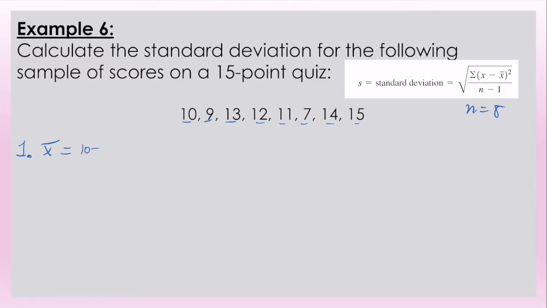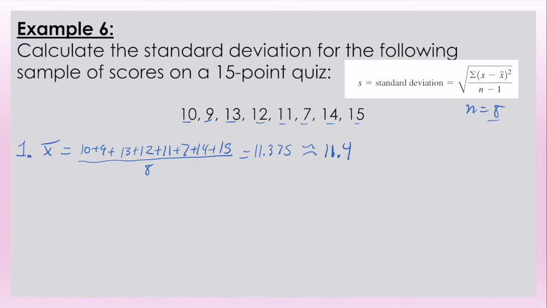That's 10 plus 9 plus 13 plus 12. I'm sure you guys love me just saying numbers over and over again. Plus 11 plus 7 plus 14 plus 15, all divided by my sample size, which is 8. So I get a mean of 11.375. I'm going to round that for simplicity to 11.4.